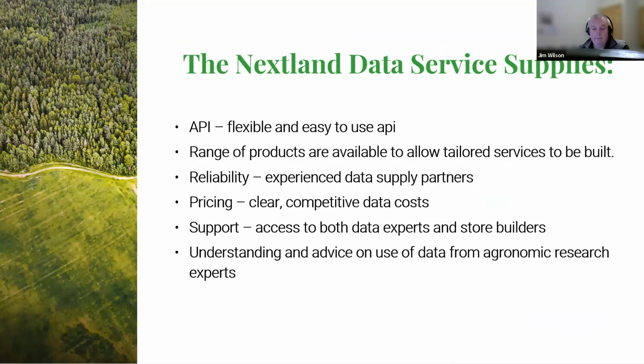So as a summary, what we've found with the NextLand data services is that it's through the API. The API is flexible and easy to use. We're trying to do a lot of this at scale, so it's important to have an automated method of doing this. There's a range of products that are available, as you saw earlier. We can't do everything, so we find it straightforward to take the products that we need and to slot them into the places in the models or the processes that we've built in order to speed up the development of new models and processes.